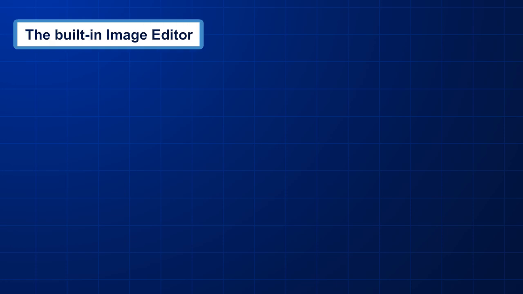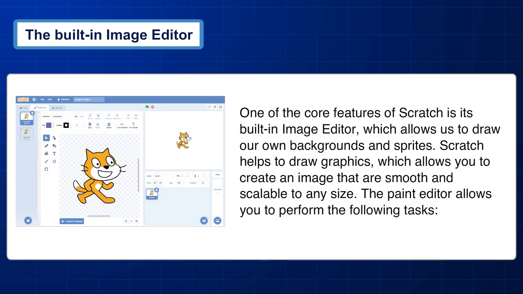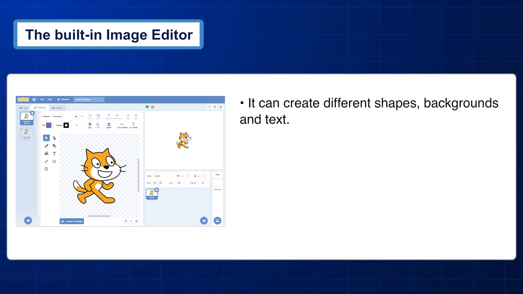The built-in image editor. One of the core features of Scratch is its built-in image editor, which allows us to draw our own backgrounds and sprites. Scratch helps to draw vector graphics, which allows you to create images that are smooth and scalable to any size. The Paint editor allows you to perform the following tasks. It can create different shapes, backgrounds, and text.